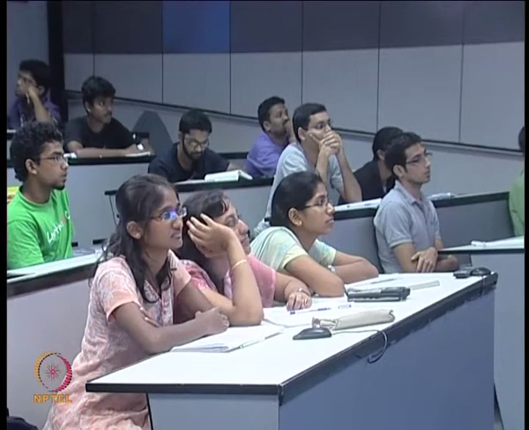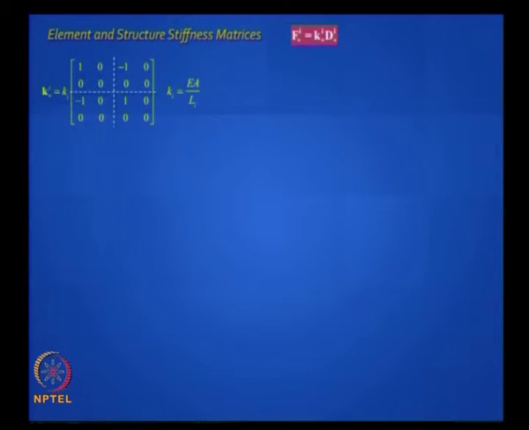Element stiffness. You generate the element and structure stiffness matrices. We have done this many times. The second row, the fourth row, the second column, fourth column will be 0. Why? Because they relate to shear forces which are 0, and there is no independence between the first and third also, because one is the negative of the other. The rank of this matrix is 1. So you can generate this.